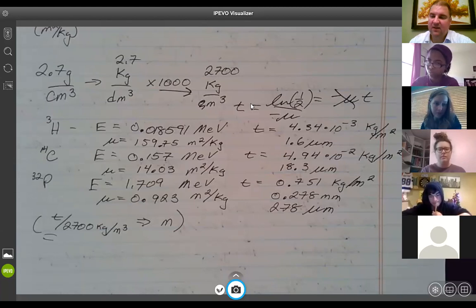What would you expect the thicknesses to be to cut the number of remaining particles down to 10%? How should those thicknesses compare to these thicknesses? I feel like it'd be exponentially higher. Yeah, much higher.